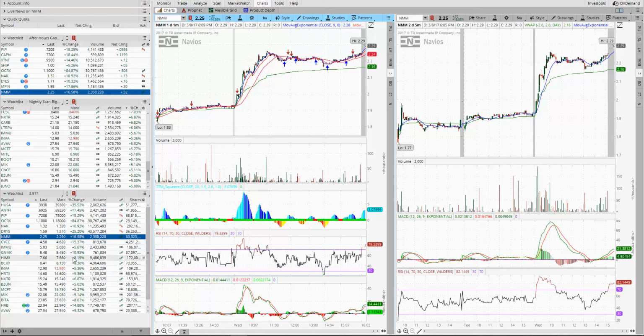All right. So with that said, hope you find some value in this. I try to talk about VWAP a lot, so hopefully that makes sense.